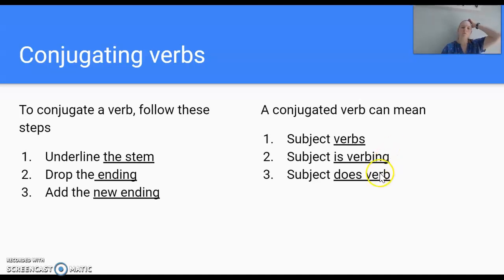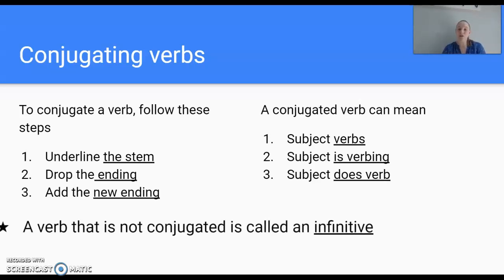Okay, and this one will be particularly helpful because we don't use this does verb. We don't have does in Spanish as a helping verb. Okay, so if I want to say like, oh, do you speak Spanish? I don't need a word for do because it's already included in my conjugated verb. Okay.